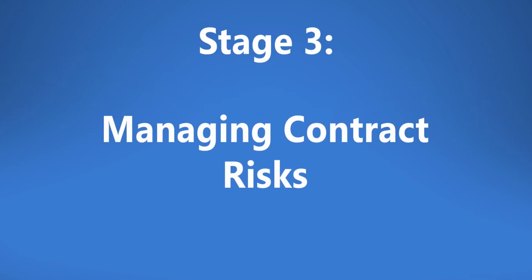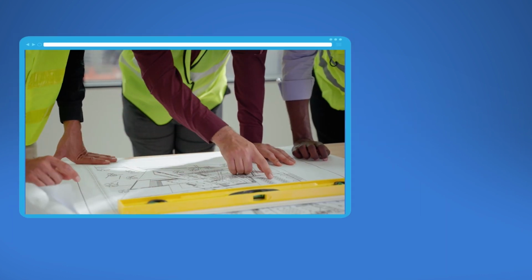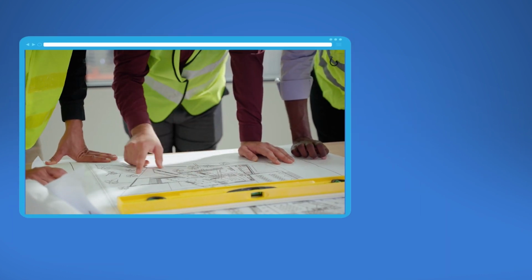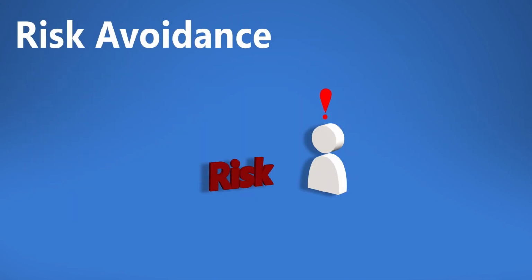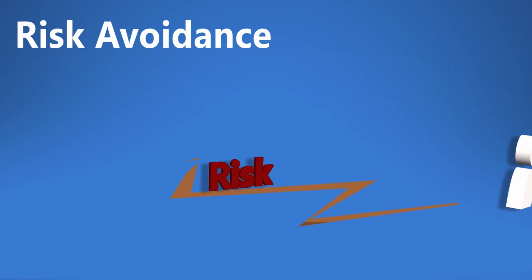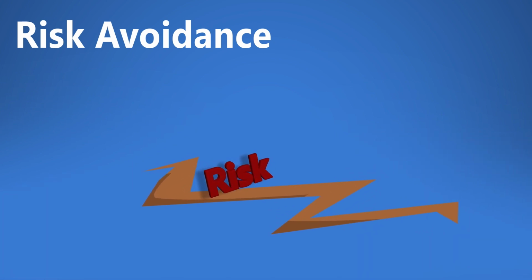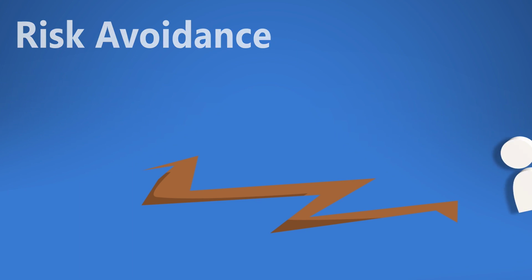Once risks are understood, the process moves to managing risks. This stage involves formulating risk management strategies to handle the identified and understood risks, such as risk avoidance. This strategy involves completely avoiding the risk by not engaging in activities that give rise to it. This is applicable when the potential impact of the risk is devastating and the cost of managing it is high.